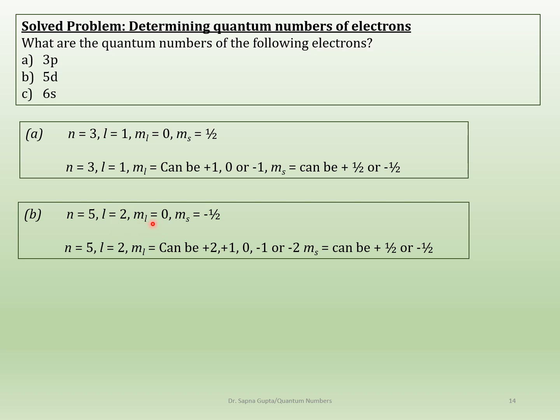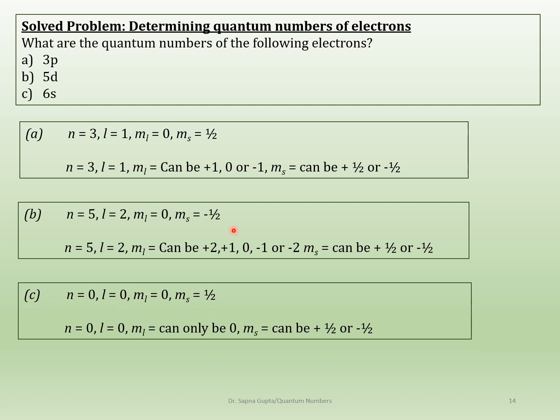Okay, so don't just randomly pick any number. It's coming from the L number, but it can be anything between +2 to -2. Okay, and again, MS can be either of these two. So you see where I'm going with this, right? So 6s would be then N is equal to 6, and then the L number will be 0 for S. Okay, and so then you're limited to ML, because ML here can only be 0 because L is 0. That's it.